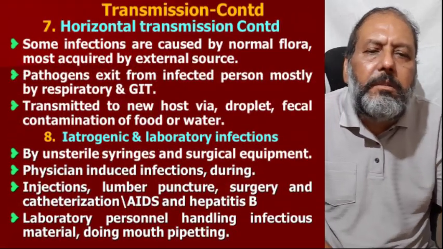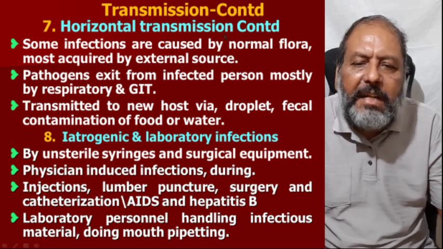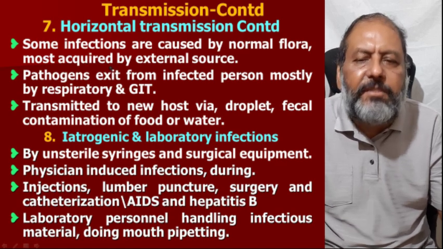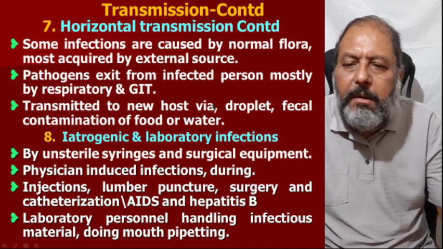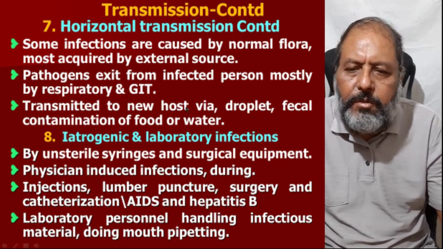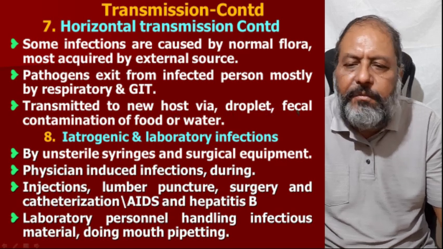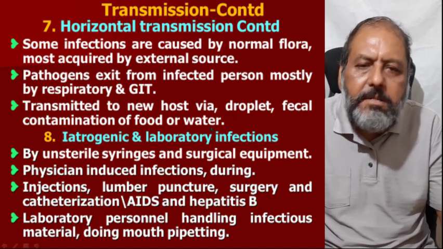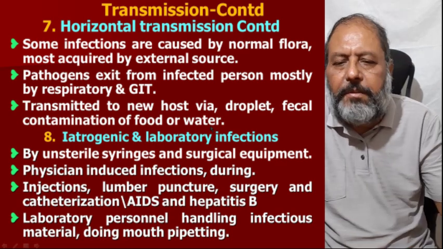Now, continuing, transmission is horizontal transmission. Some infections are caused by the normal flora, but most are acquired from an external source. Pathogens exit from the infected person, mostly by the respiratory and GI tract. I have already told you these are transmitted to the new host via droplet, or fecal contamination of food or water. So these are all horizontal transmission from one person to another person.